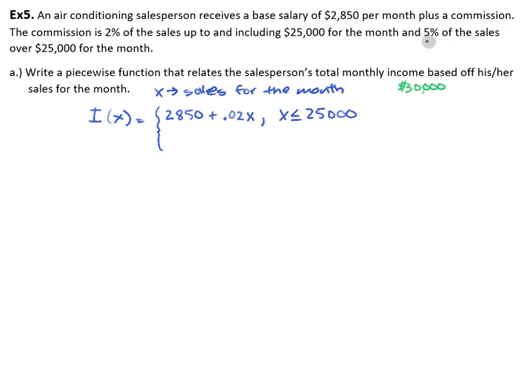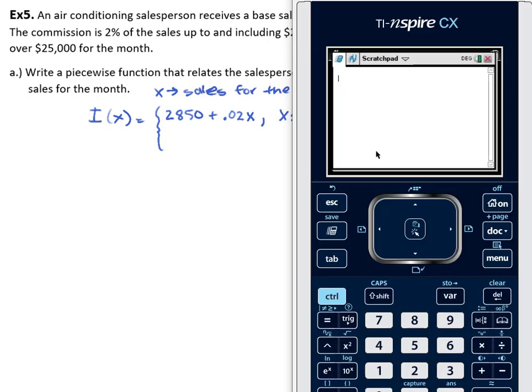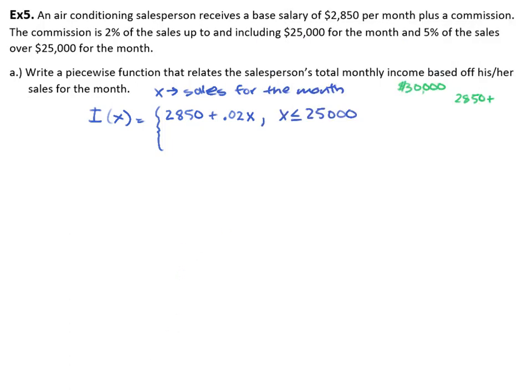So I've gone beyond this $25,000, and now we're going to start to get 5% of the sales that are over that. Okay, so let's just see if we can figure out what I would have made. First of all, I know I get my $2,850. I know I'm also going to get 2% of the first $25,000. So let's figure out what that would look like. So 2% of $25,000 is $500. So we can add that on.